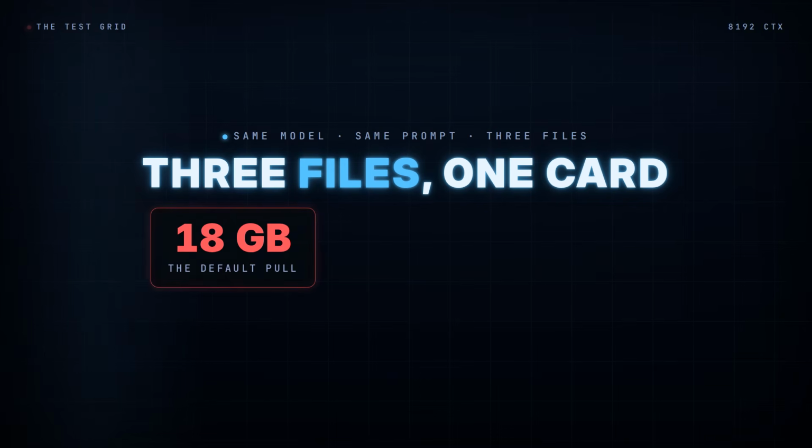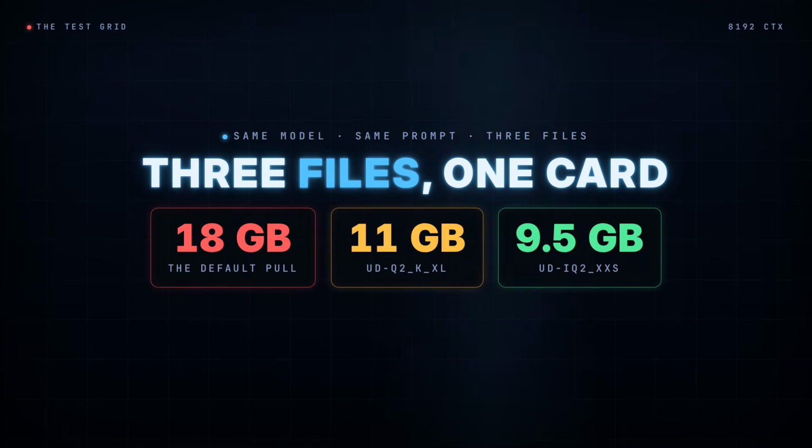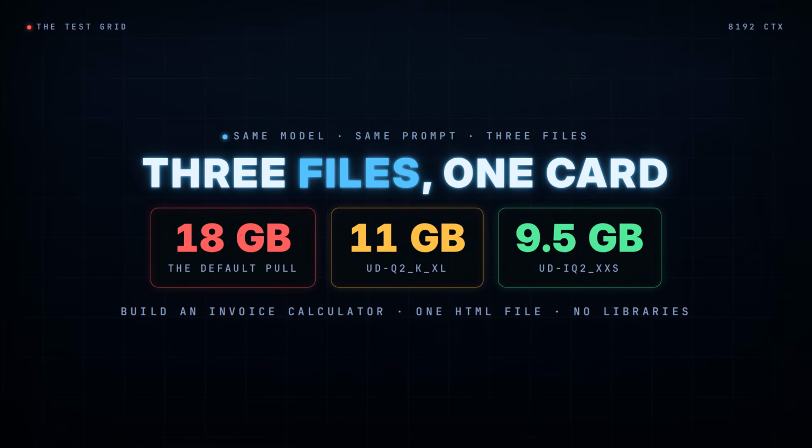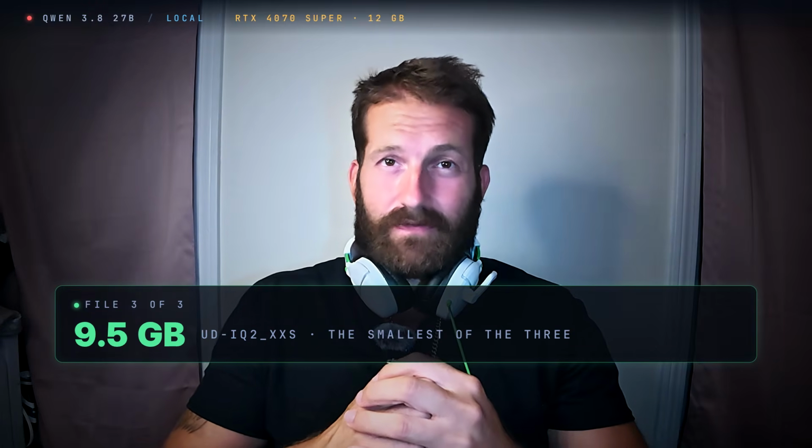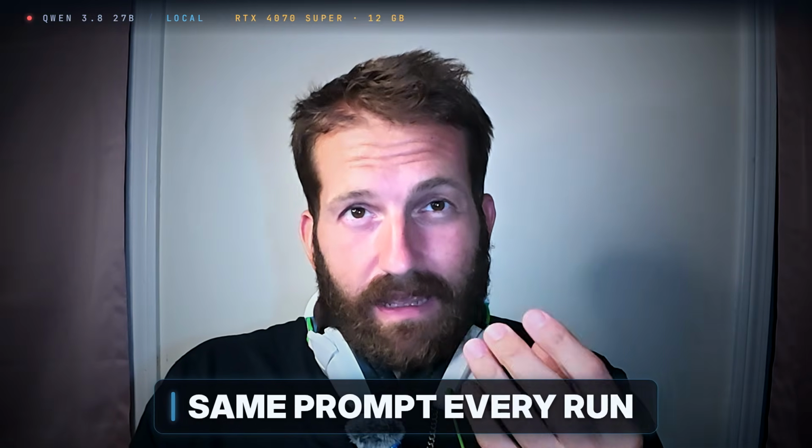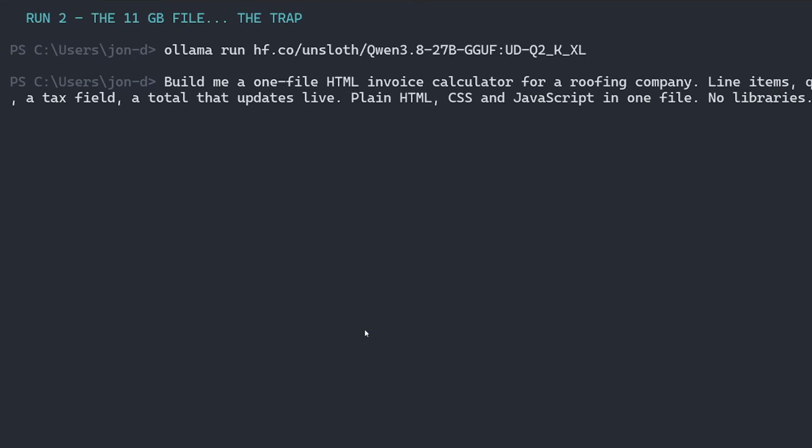So here's the test. Same model, 3 different files. The 18 gig default that everybody gets, then the 11 gig compressed version, and a 9.5 gig. All right, so we're gonna give it the same prompt every single time. We're gonna tell it to build an invoice calculator for a contractor. So a real thing a real business would actually use and ask for.